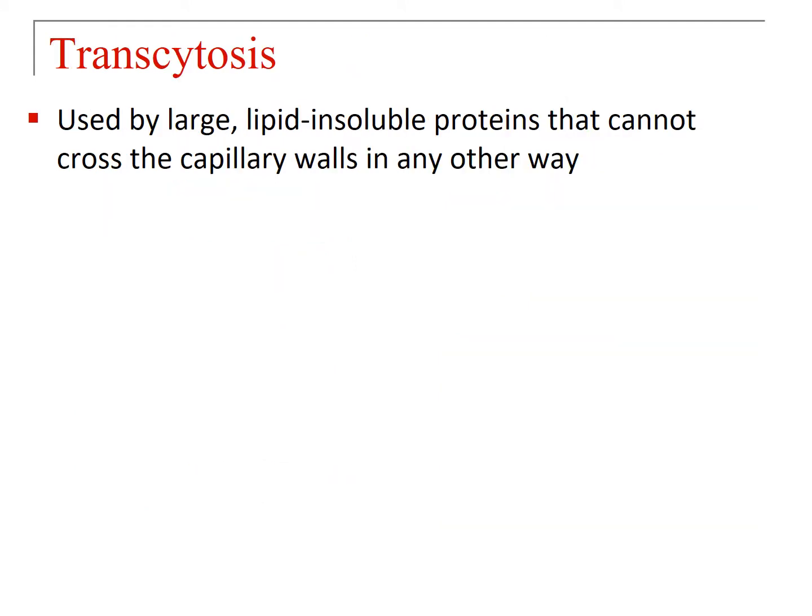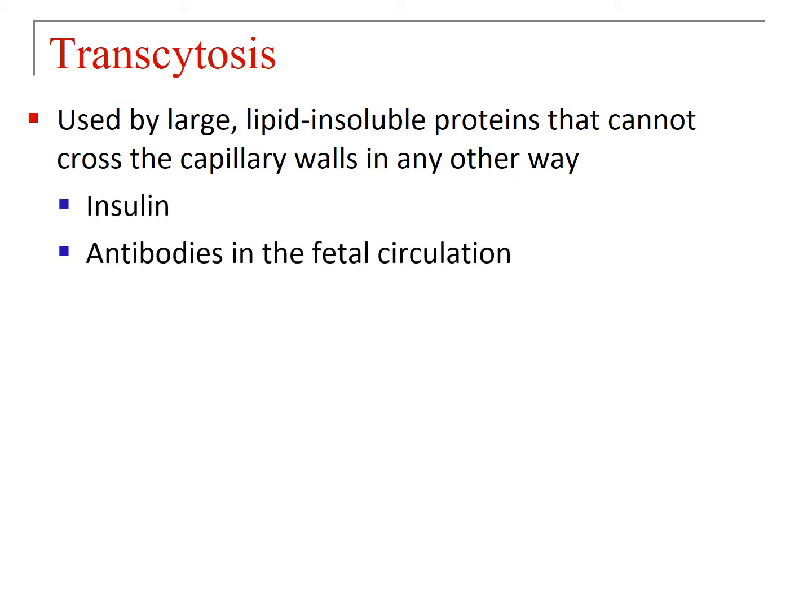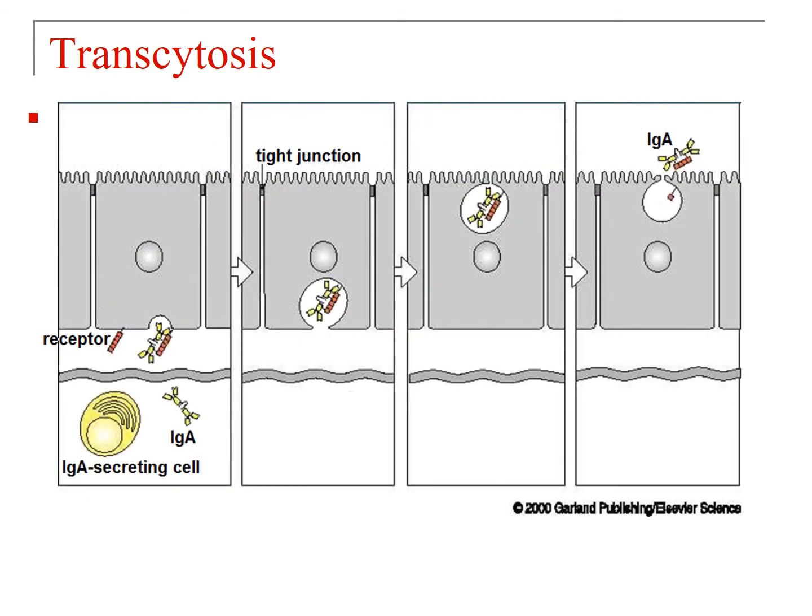Transcytosis gets used by large and lipid-insoluble proteins. These cannot cross the capillary walls in any other way. Examples of this would be insulin and antibodies in the fetal circulation. So here's a picture of what that's going to look like. I want to orient you to this diagram real quick.